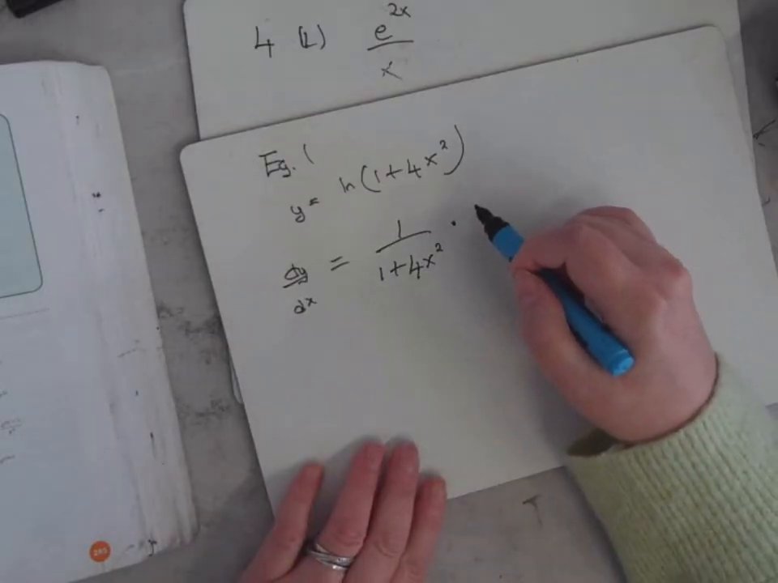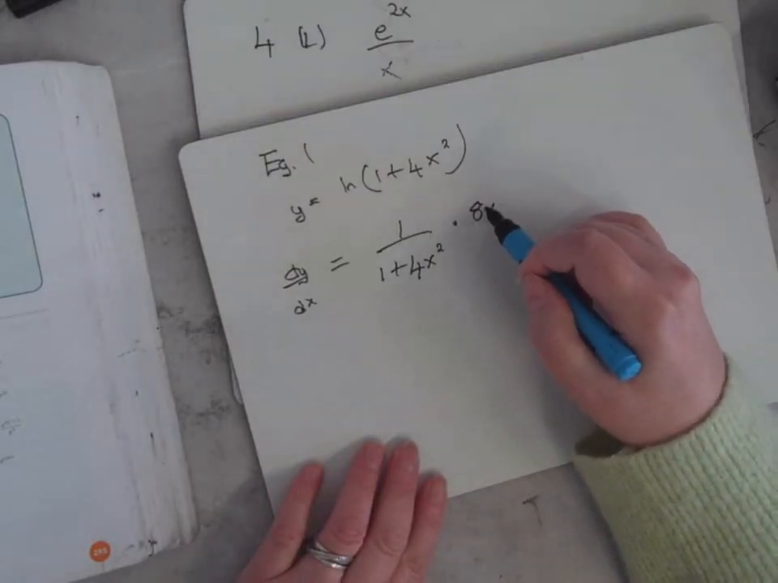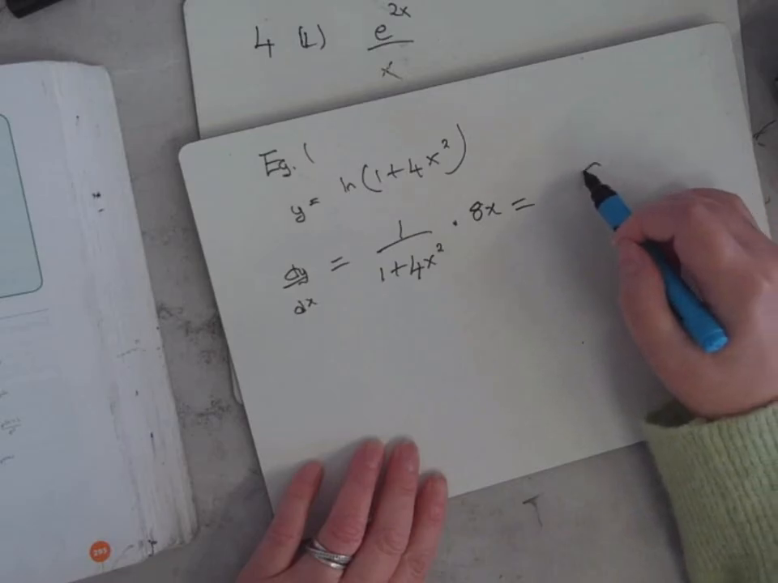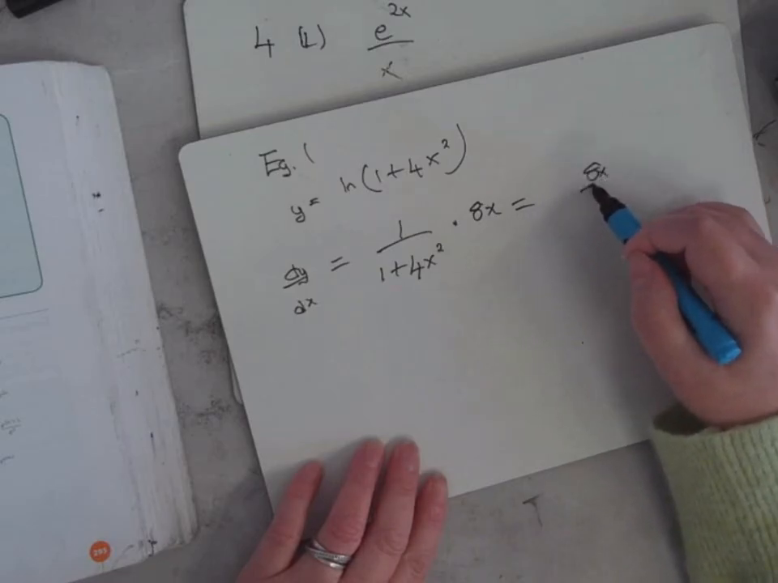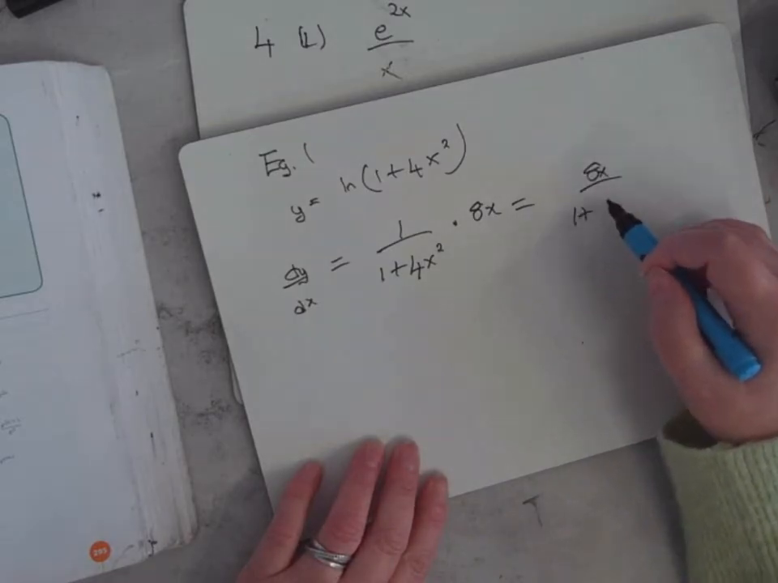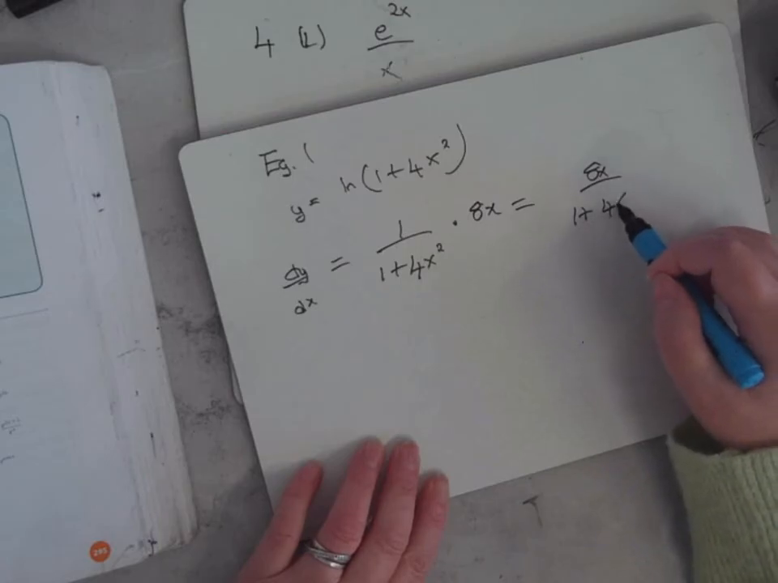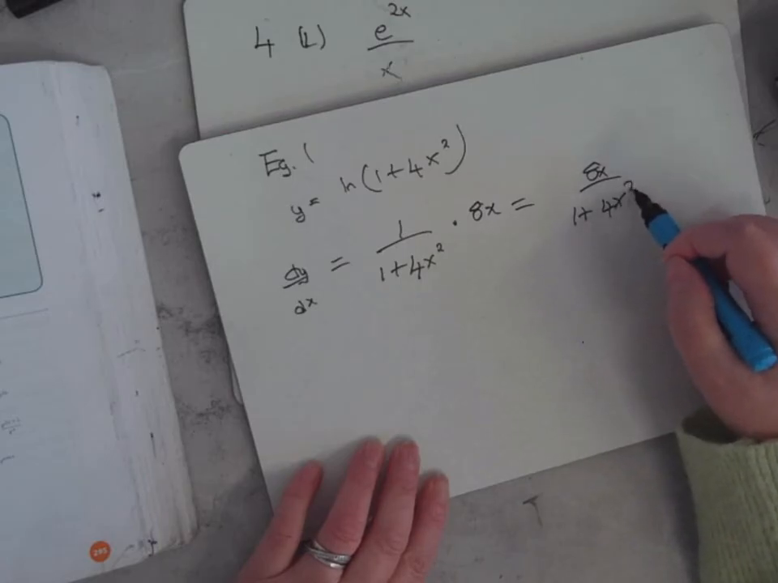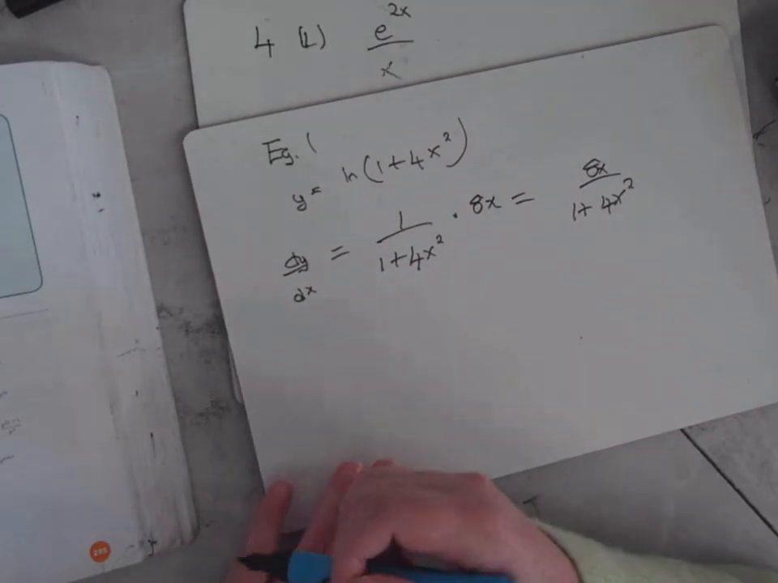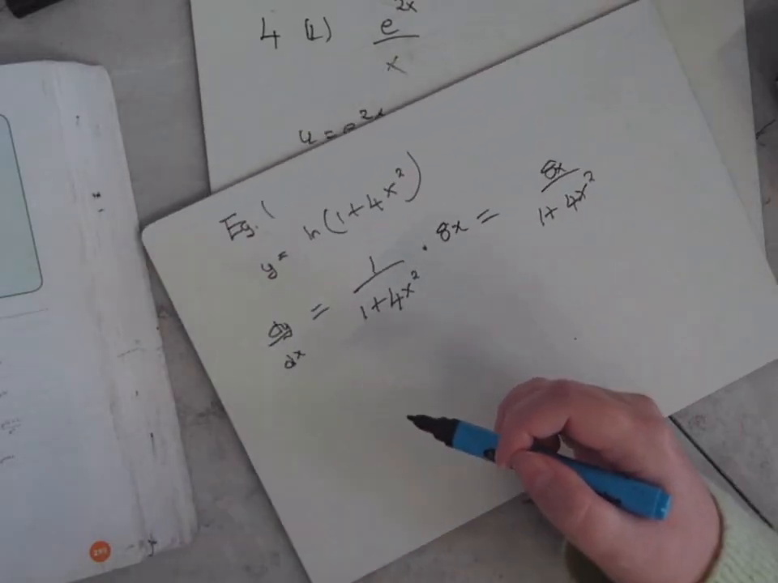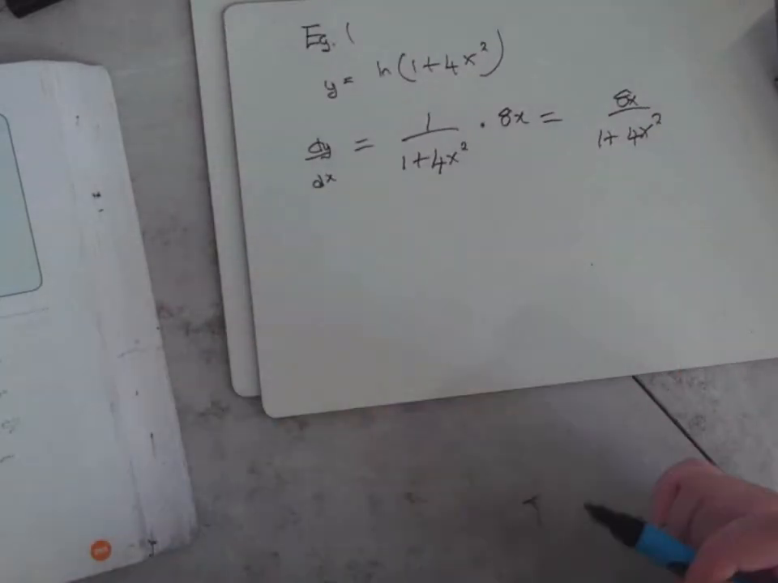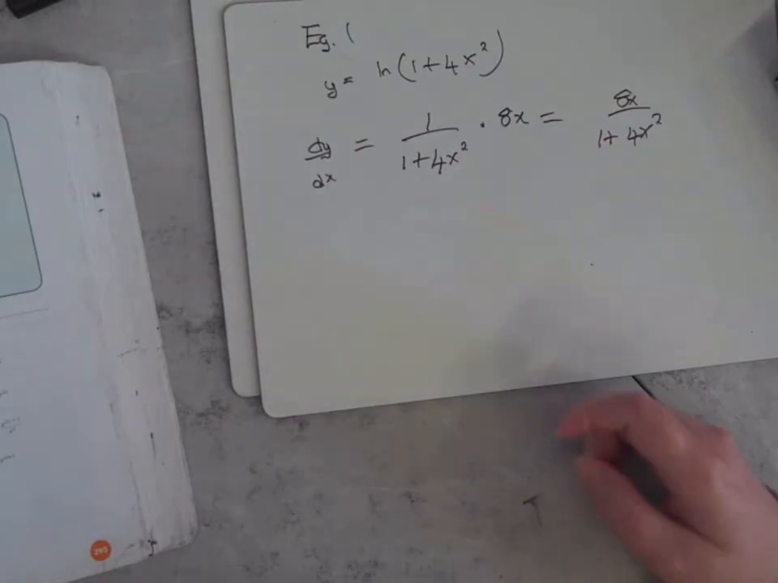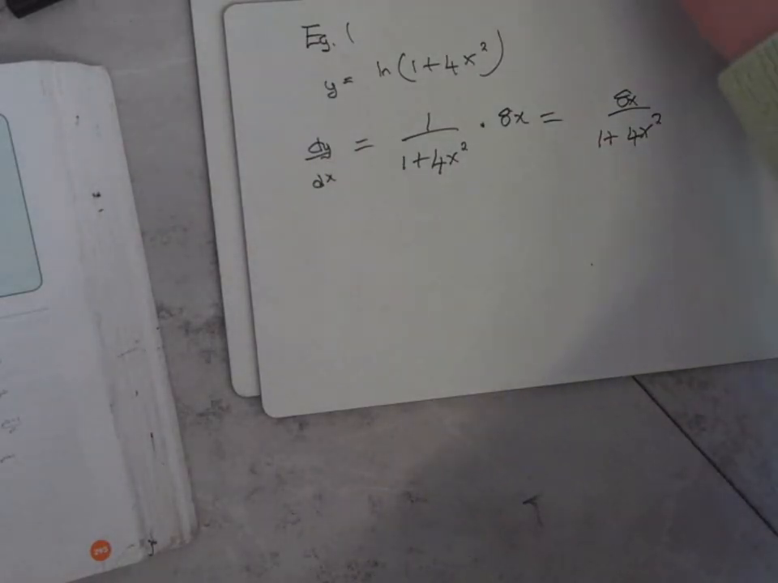8x, yeah, okay. And if you want to simplify that to 8x on top and 1 plus 4x squared on the bottom, you can, but if you left it the other way, you'll be fine too, because you can't do any more simplifying with that. Is that right? Okay.